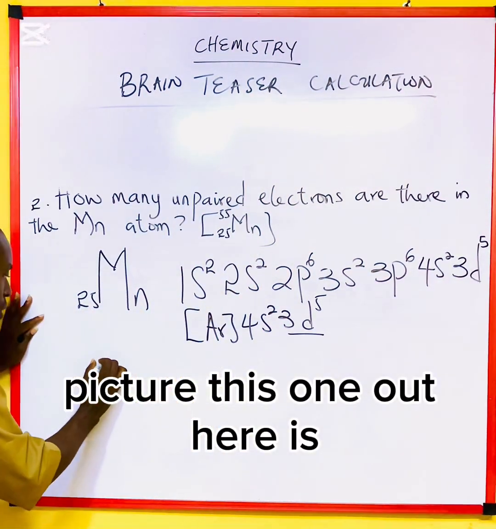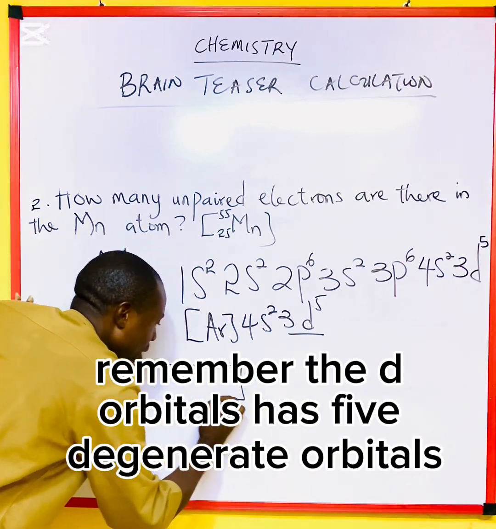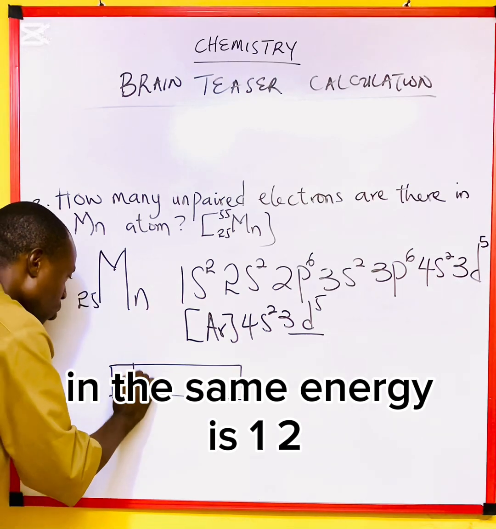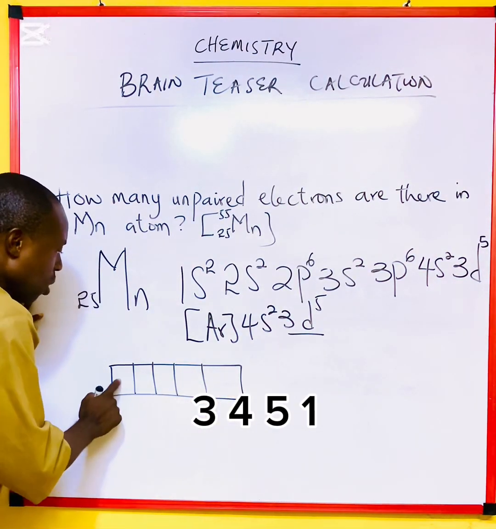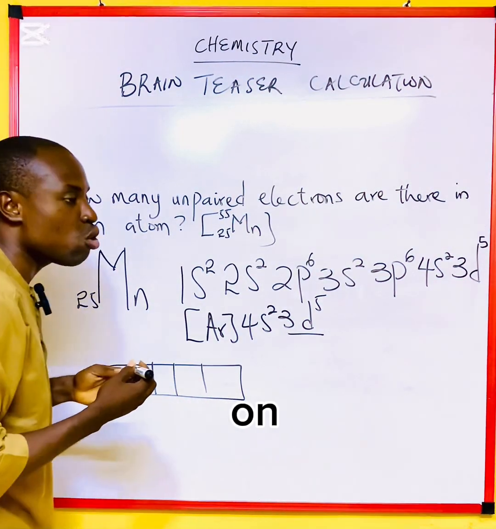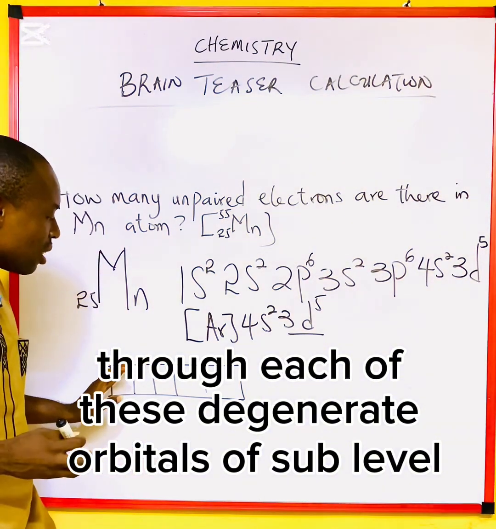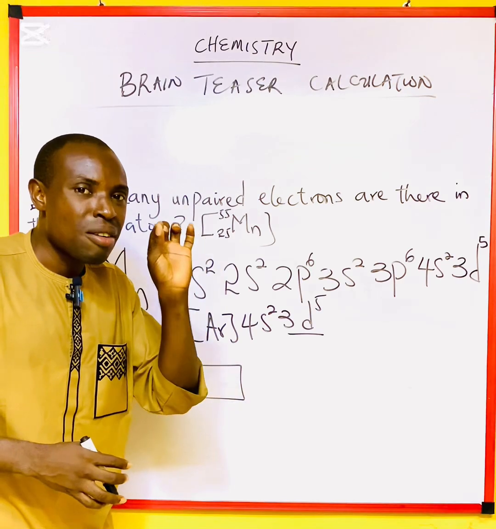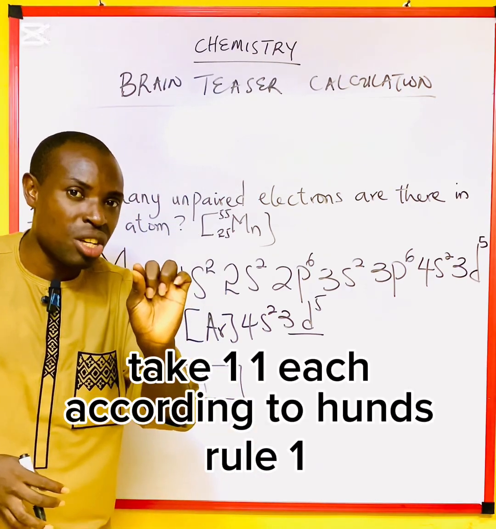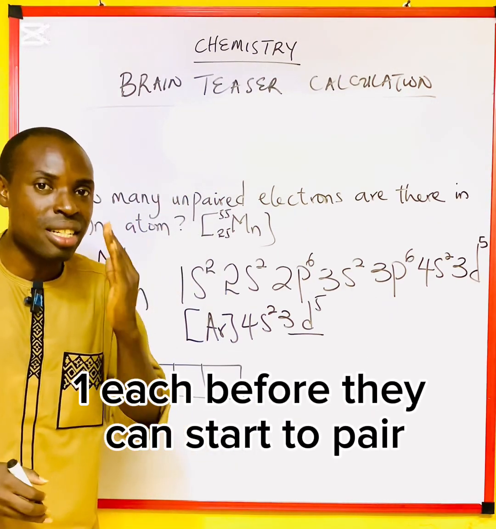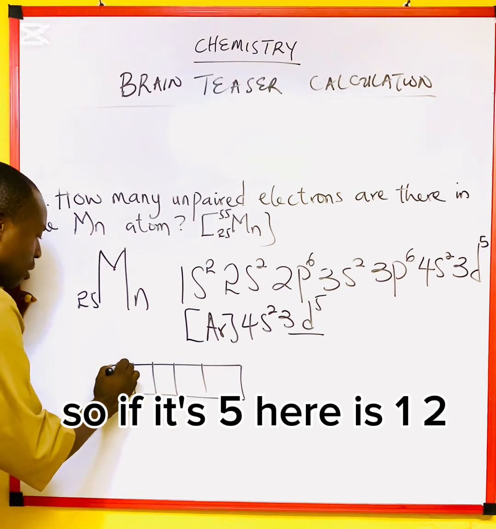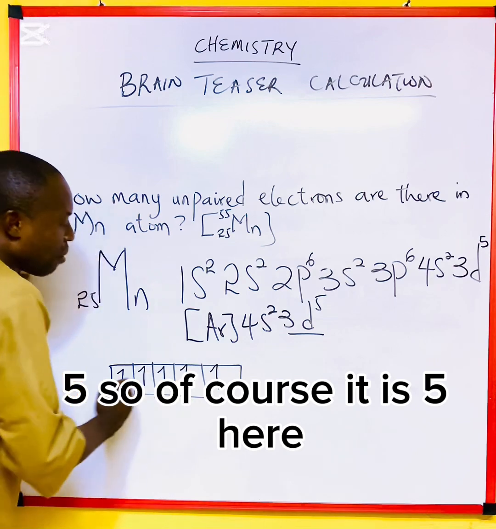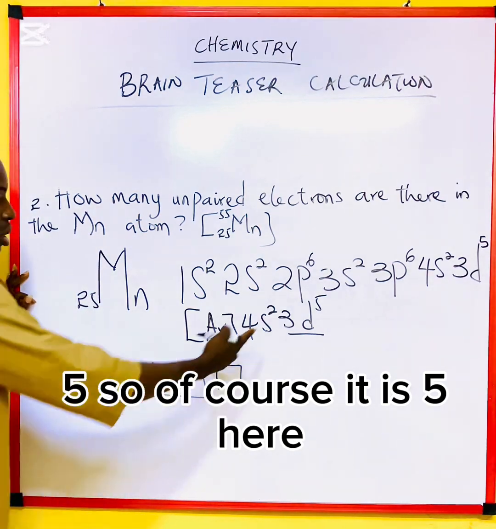Picture this one out. Remember, the d orbital has 5 degenerate orbitals in the same energy. It's 1, 2, 3, 4, 5. Now, according to Hund's rule, each of these degenerate orbitals of the sub-level takes 1 each before they can start to pair. So if it's 5 here, it is 1, 2, 3, 4, 5. So of course it is 5 here.